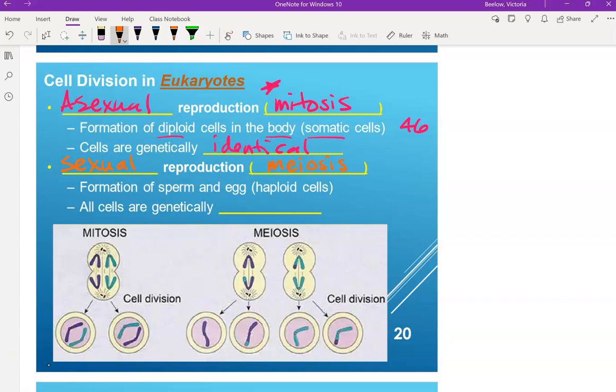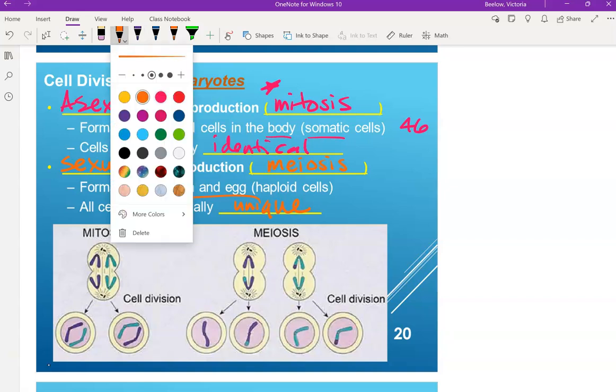And we're going to talk about this in the next unit, but this is the reproduction part of why cells divide. This specific process is to make egg and sperm cells, and egg and sperm cells are going to be genetically unique. So you're going to end with 4 cells, instead of just 2 identical cells. You're going to end with 4 cells that are all different from each other.